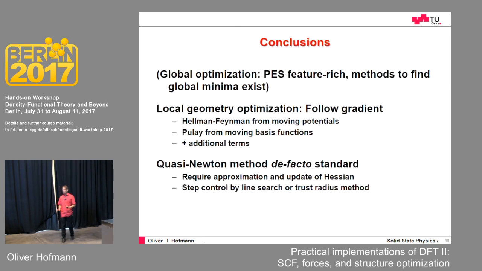Okay, with this I'm at the conclusion. Local geometry optimizations are typically done by following the gradient, and quasi-Newton methods are the de facto standard.